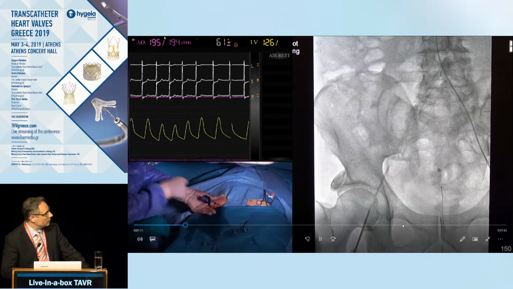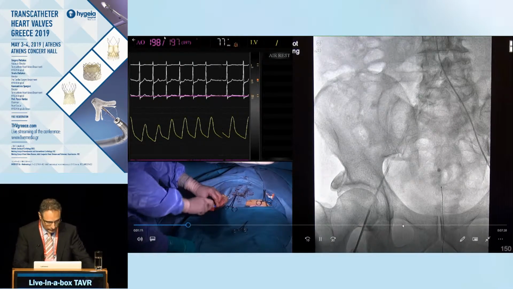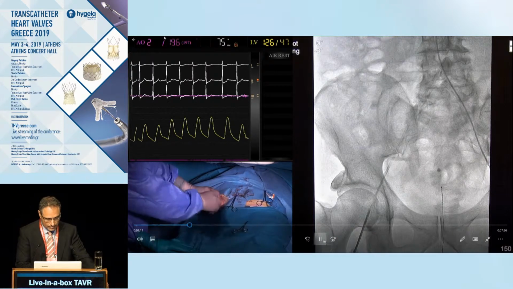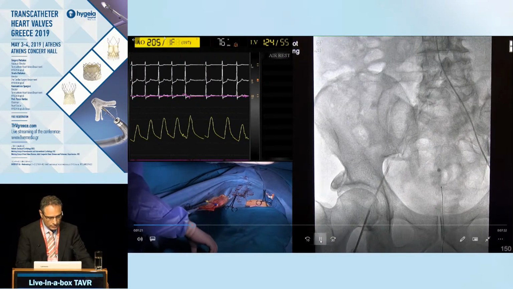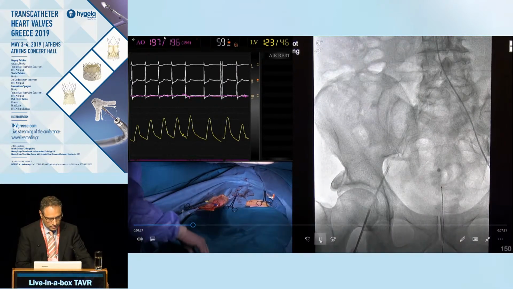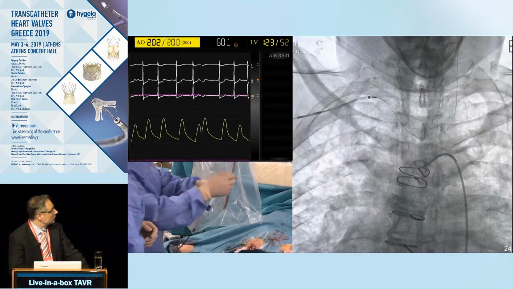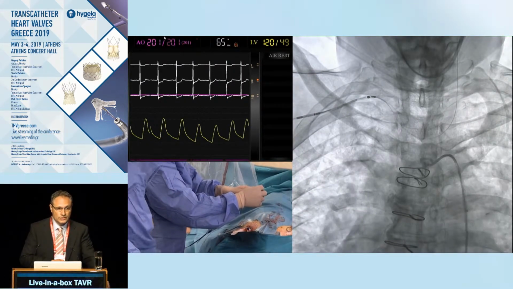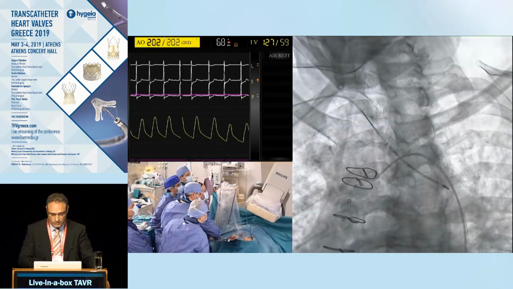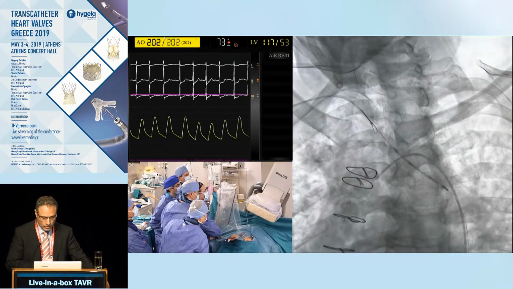And then we insert an 8 French sheath at the puncture site. At the same time, we have already, as you will see here, inserted the radial sheath, which was a 6 French radial sheath through which we would insert the Sentinel device. And here you see the introduction of the Sentinel device up to the aortic arch.